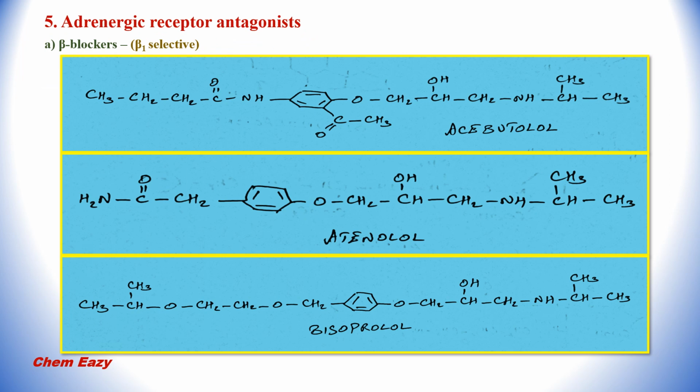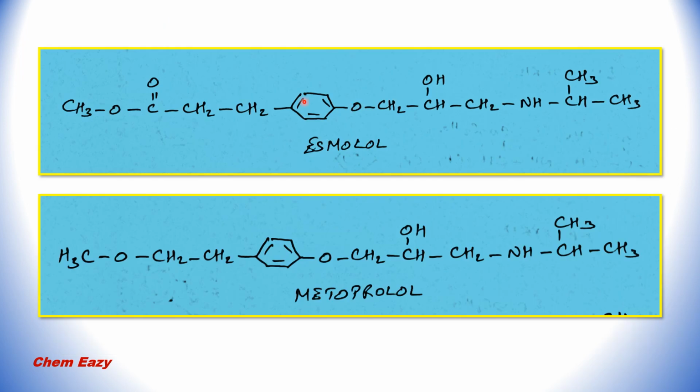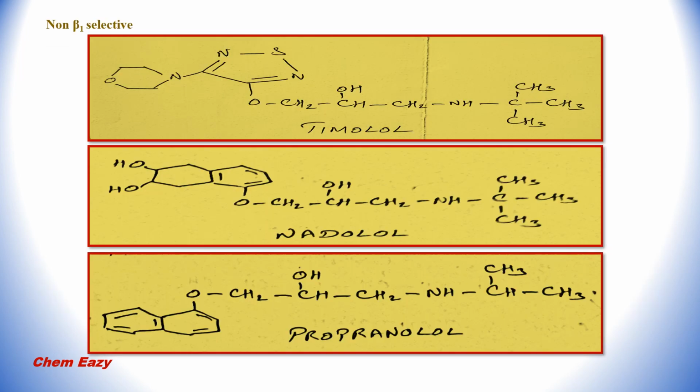Next class is adrenergic receptor antagonists. Under adrenergic receptor antagonists, the first subclass is beta blockers. Beta 1 selective drugs include acebutolol, atenolol, bisoprolol, esmolol, and metoprolol. Non-beta 1 selective drugs are timolol, nadolol, and propranolol.